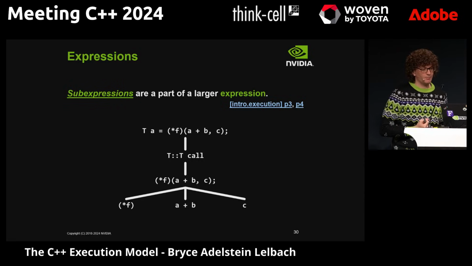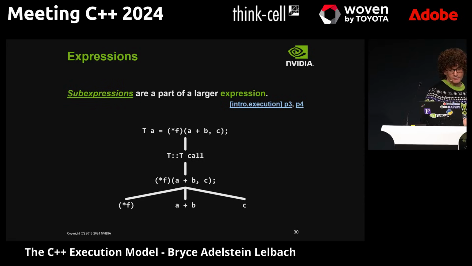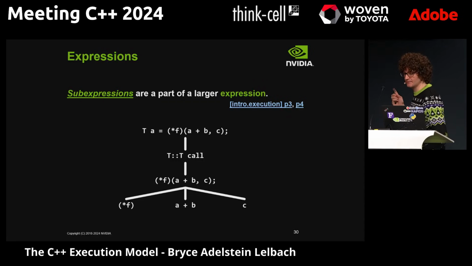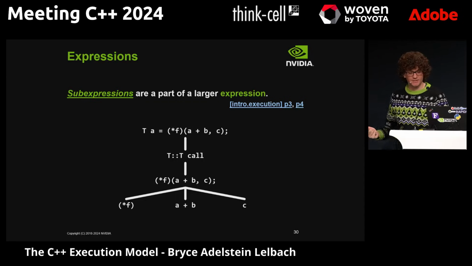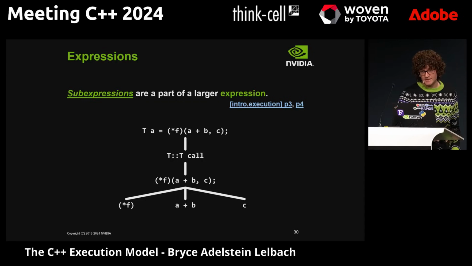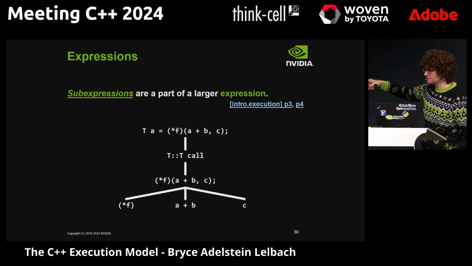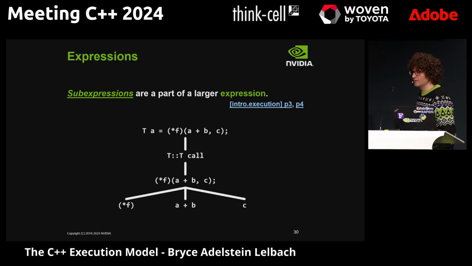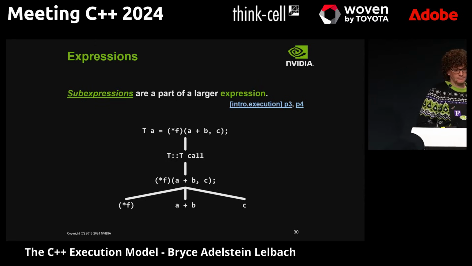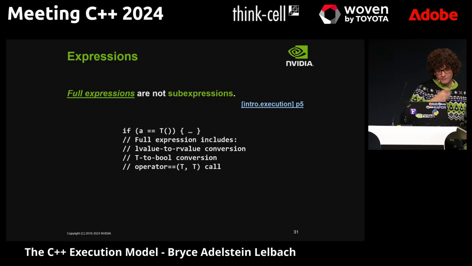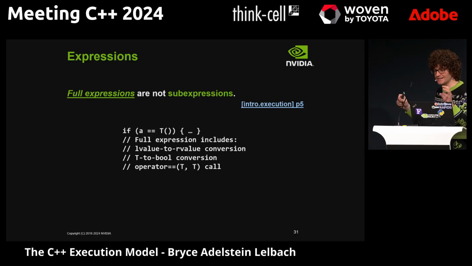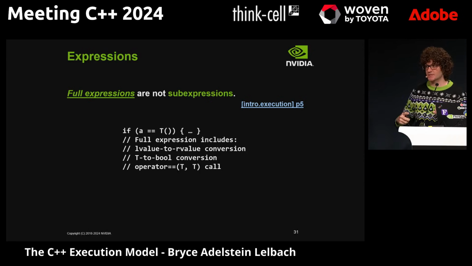Sub-expressions are part of a larger expression. So for example, here we have a statement that declares and initializes a variable of type t, which contains a number of sub-expressions: a call to the constructor of t, an indirect function call, a dereference designating the function body being called, and the expressions that produce the arguments to the function call. Full expressions are top-level expressions. They're just defined as any expression that is not a sub-expression.